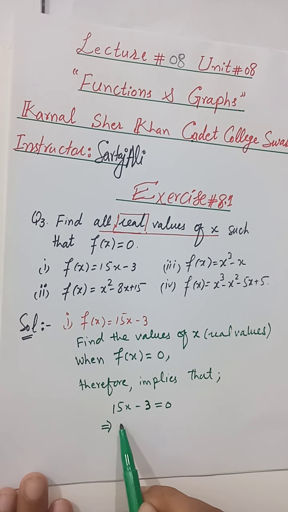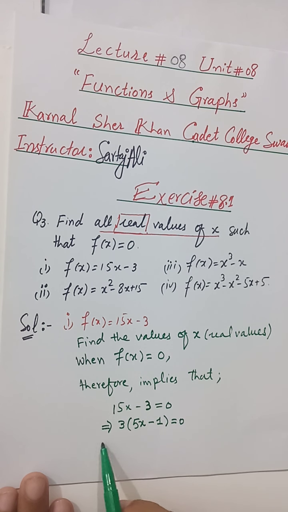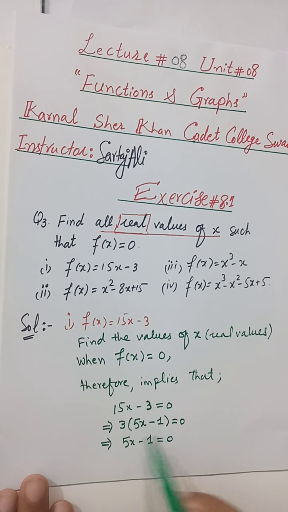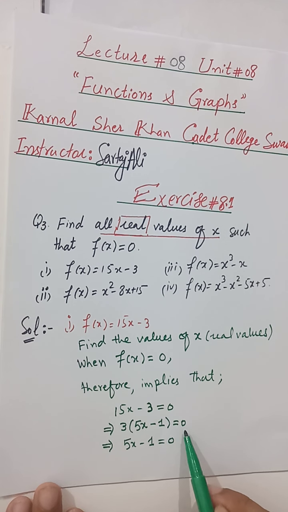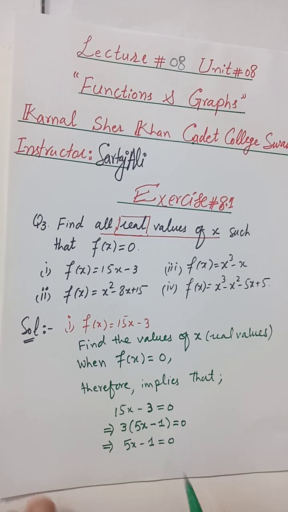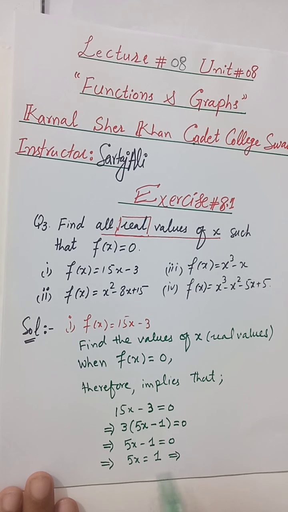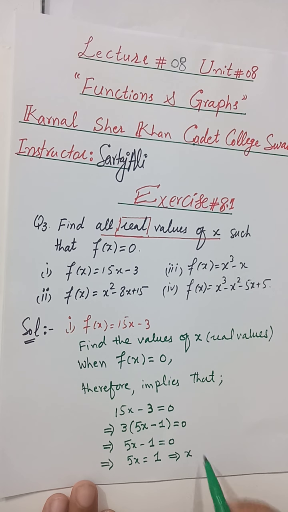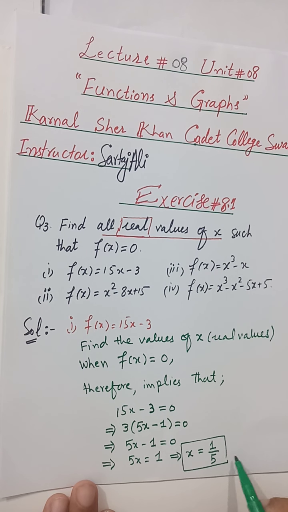Now taking 3 common, this will be 5x minus 1 equal to 0. Dividing both sides by 3, you get 5x minus 1 equal to 0, because on the left hand side the 3 cancels, and on the right hand side 0 divided by 3 gives 0. So this implies that 5x is equal to 1. Shifting minus 1 to the right becomes plus 1. Dividing both sides by 5, x is equal to 1 divided by 5. So this is the value of x.